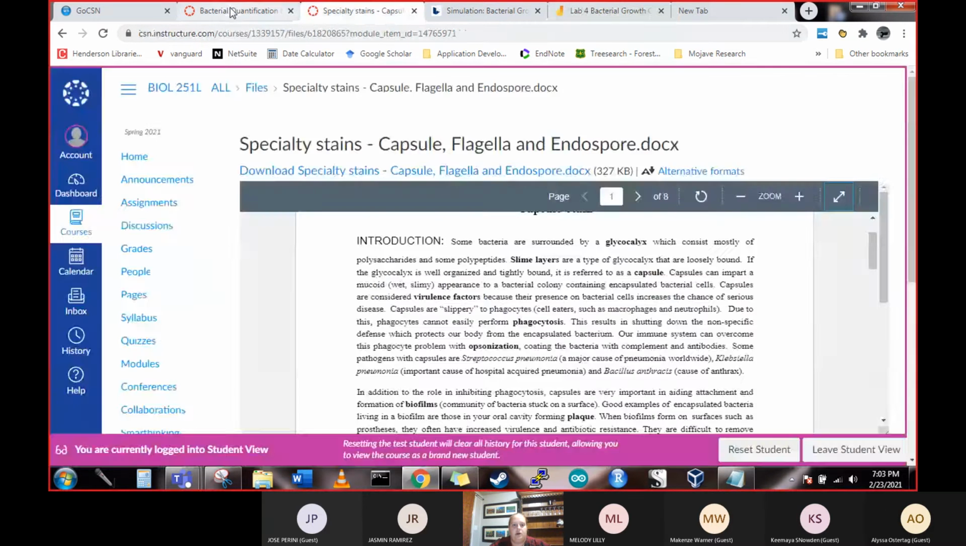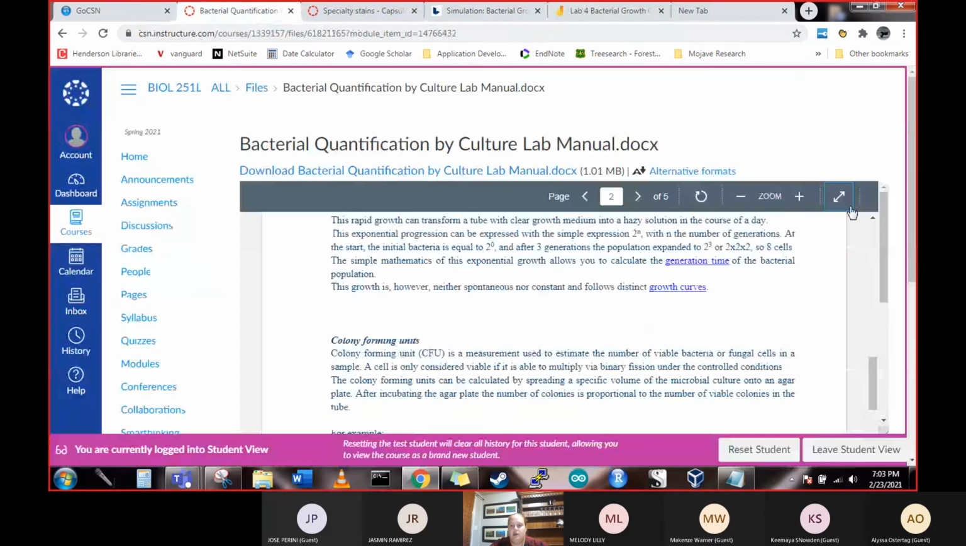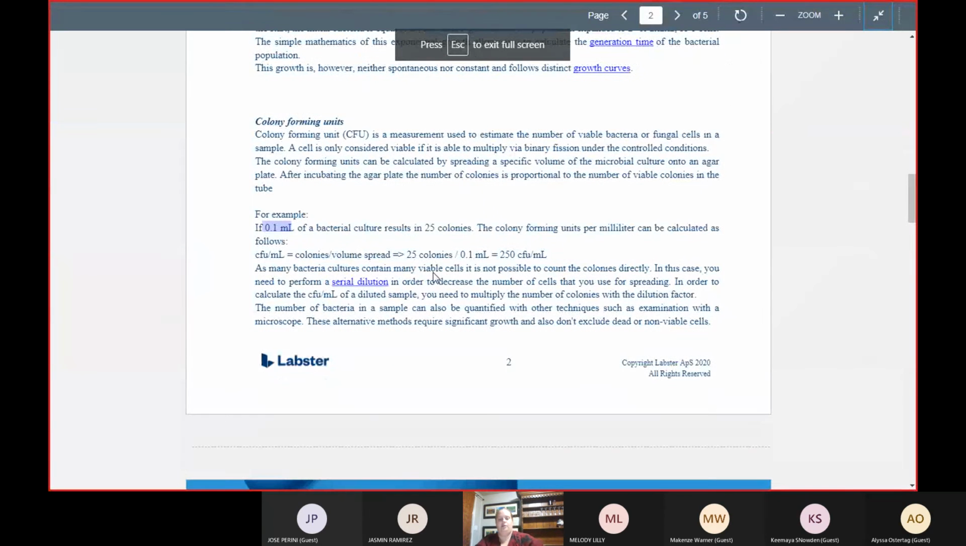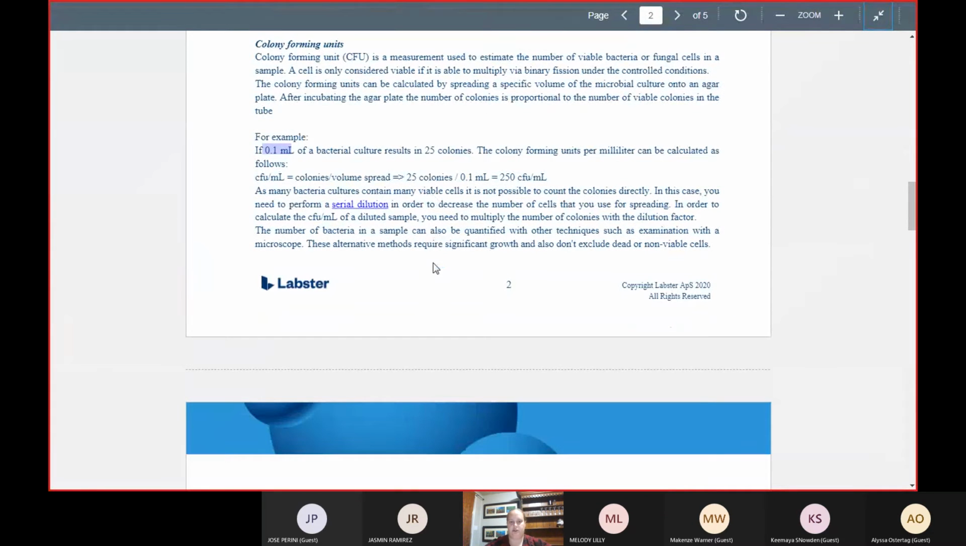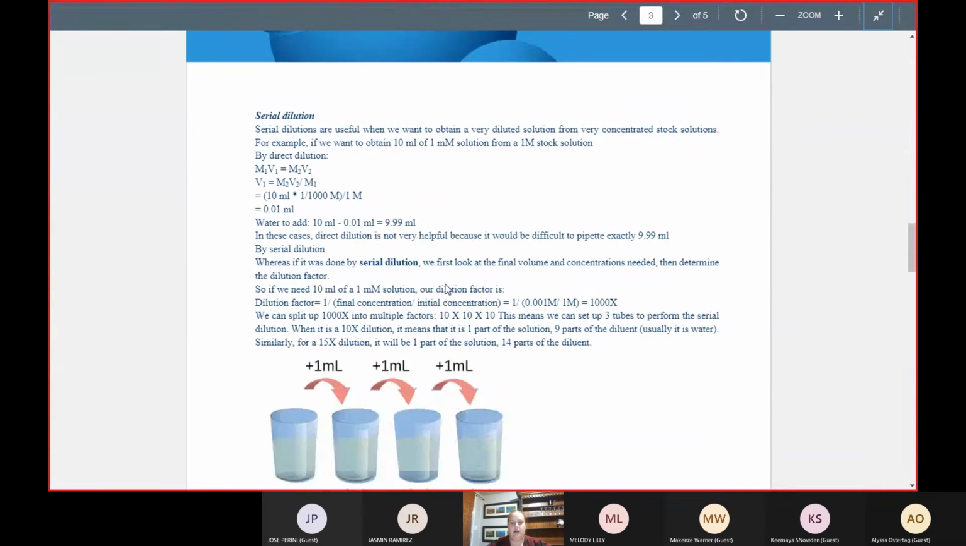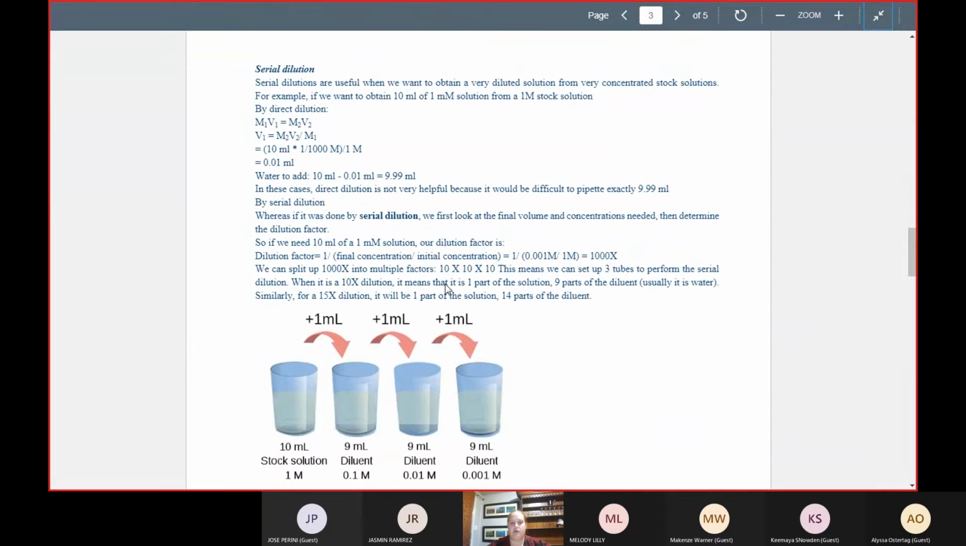So if we go back to our colony forming units here, that is what happens when you don't do a serial dilution. If you need to do a serial dilution, because you're working with so many bacteria that you can't count them, if you plated them on your plate, it would just overgrow the plate because there's millions and millions of them, and you can't count 25. You're going to need to do a serial dilution.